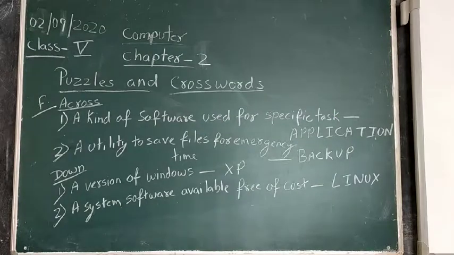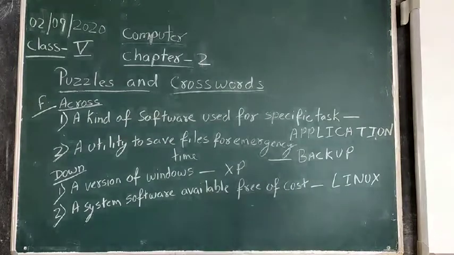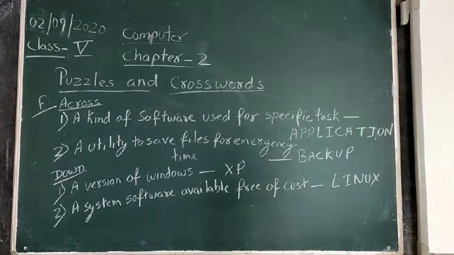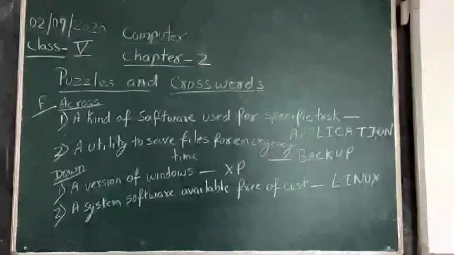So these are the crosswords given for chapter 2. The first one, a kind of software used for a specific task, the answer is application. A utility to save files for emergency time, the correct answer is backup. Then going downward, a version of Windows is XP, and a system software available free of cost is Linux. Clear? Now let's move to the third chapter.